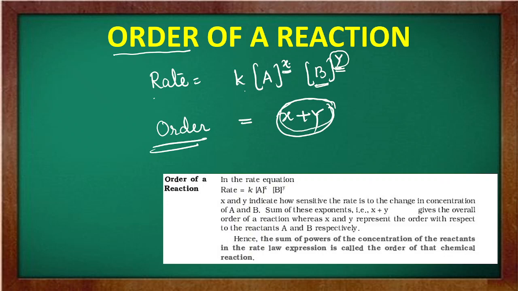Now here once again the definition is given. You see, the sum of the powers of the concentration of the reactants in the rate law expression is called the order of that reaction. Now this order of a reaction can be 1, it can be 2, it can be fractional. It can also be 0. We will see what order of a reaction 0 means in the coming slides.